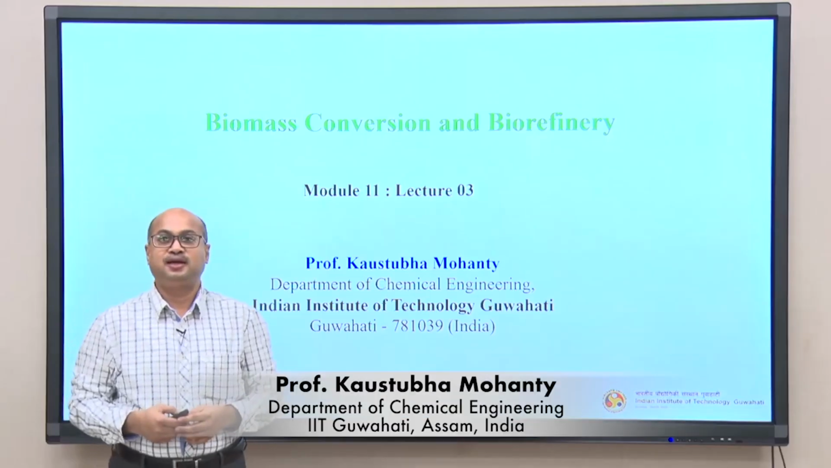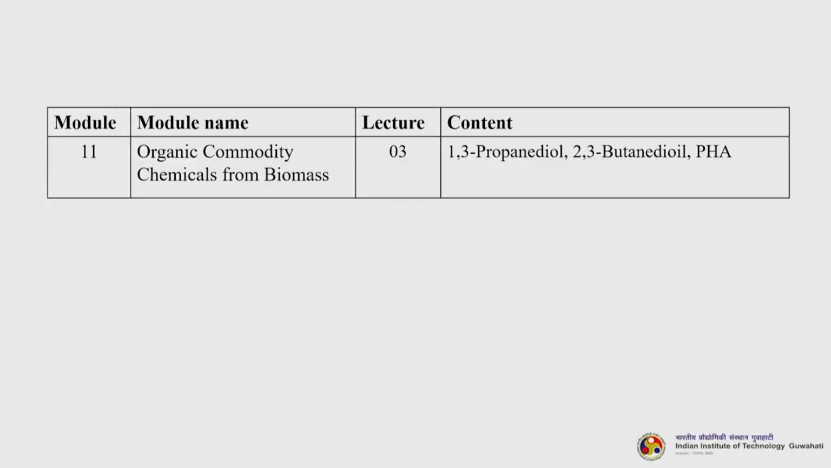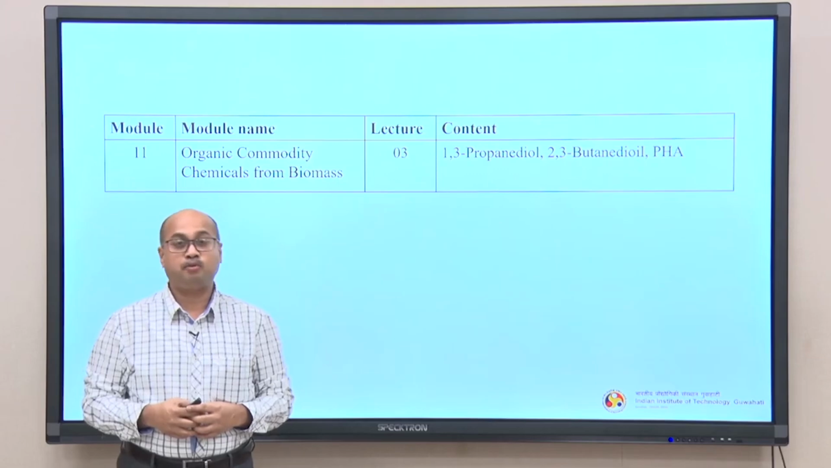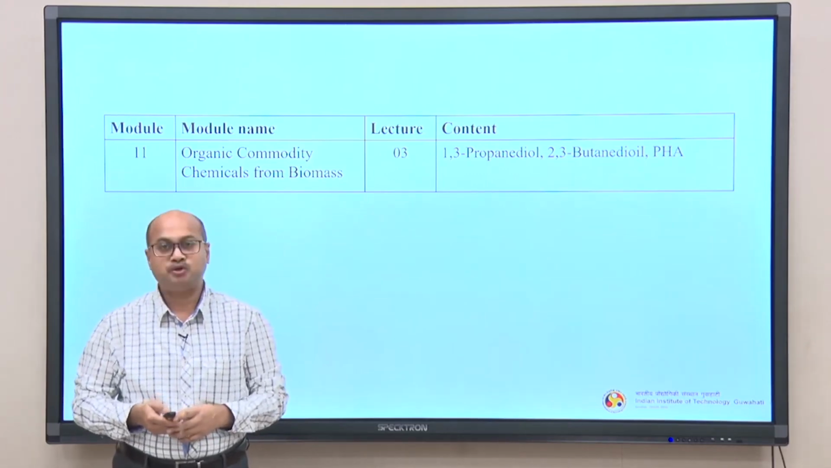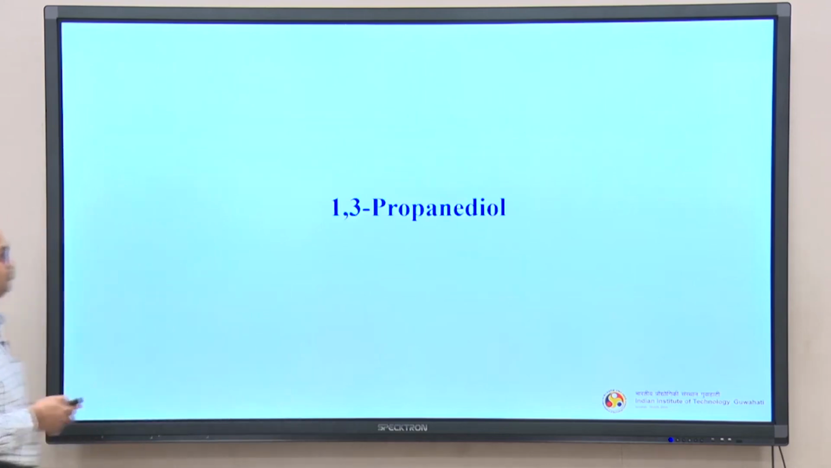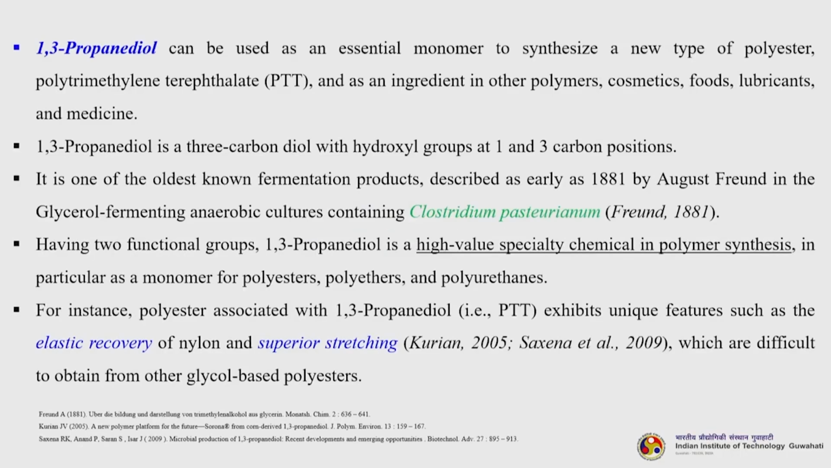Good morning students, this is lecture 3 under module 11, and as you know, we are discussing commodity chemicals from biomass. Today we will discuss precisely 3 very important commodity chemicals: 1,3 propanediol, 2,3 butanediol and then PHA. So, let us begin. We will start our discussion with 1,3 propanediol.